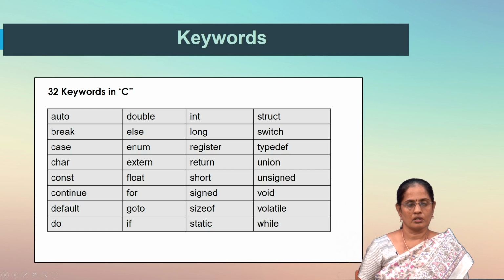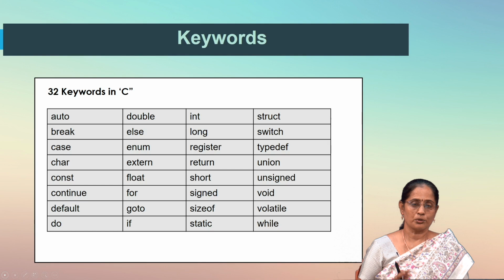C language uses 32 keywords. So, the table which you are able to see on the screen carries the list of 32 keywords starting from auto, break, case, char, const, continue, default, do, double, else, enum, extern, float, for, goto, if, int, long, register, return, short, signed, sizeof, static, struct, switch, typedef, union, unsigned, void, volatile and while.